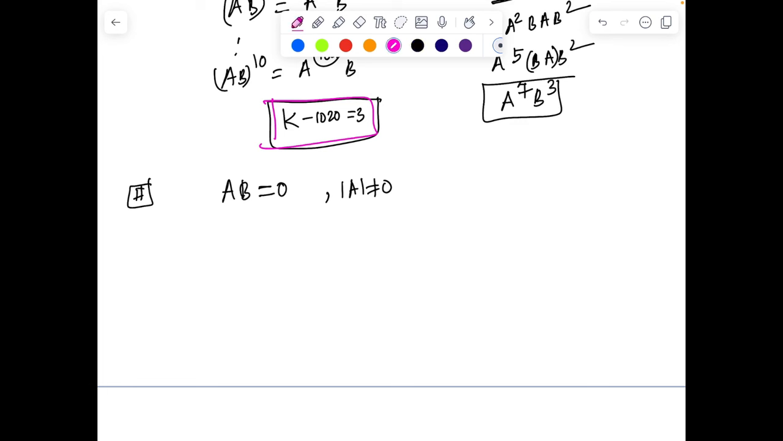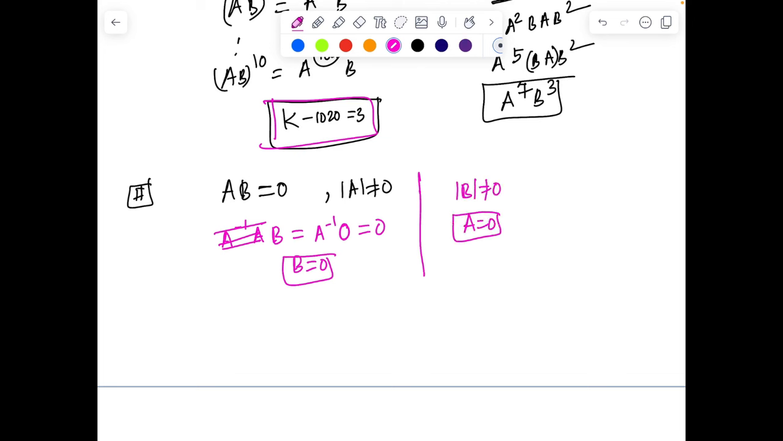Suppose you have A into B equals 0, and determinant of A is non-zero. Then what can you comment about B? Now clearly you can see if determinant of A is non-zero, it means A is invertible. So I can pre-multiply with A inverse. So we have A inverse AB equals A inverse into the 0 matrix. A inverse A is identity, so B must be 0. It means if one of them is non-singular, the other must be zero. Similarly, if determinant of B is non-zero, then matrix A must be zero.